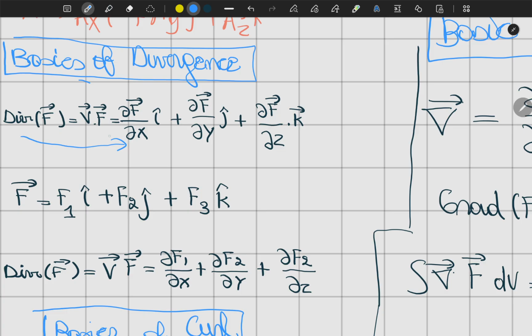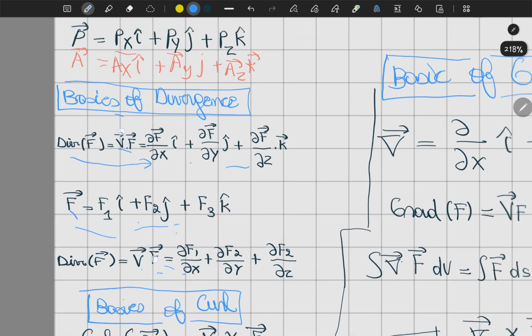Okay, for now I'm just giving you the divergence of a force. Okay, this is vector times that force, and this is how you could represent the divergence. And then the same goes for this form, and then this is F. Okay, and then if you have to represent them, that's what you get there.